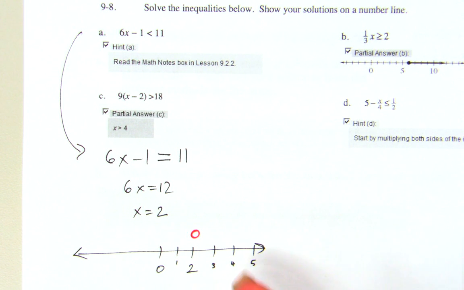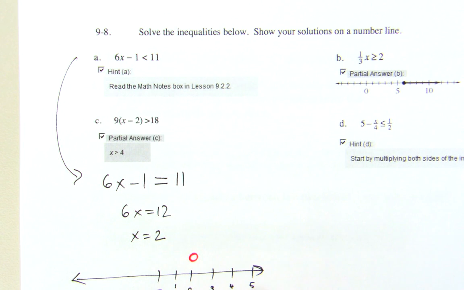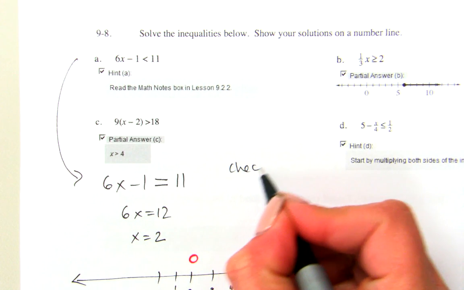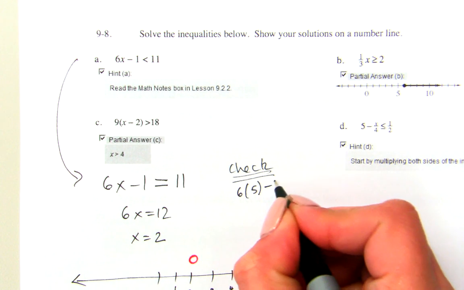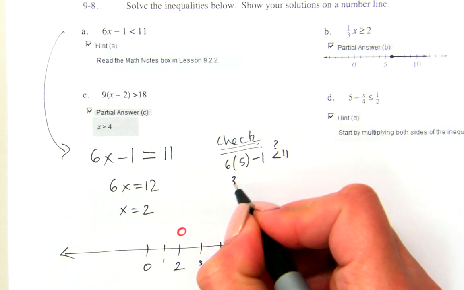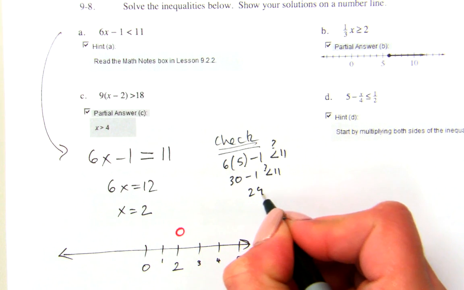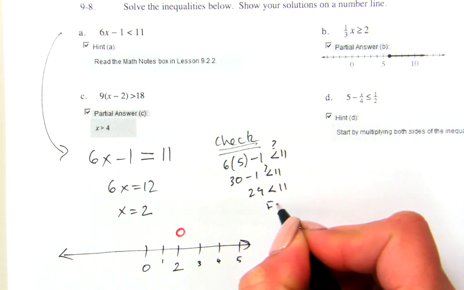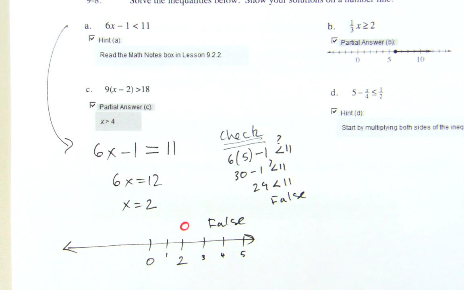So here's how you check. You just pick a number from the left side or from the right side. So let's say I pick a number from the right side. Let's say I pick 5. So checking means I say, okay, 6 times 5 minus 1, is that less than 11? 6 times 5 is 30, minus 1 is 29. Is 29 less than 11? That's false. So you don't shade that side.